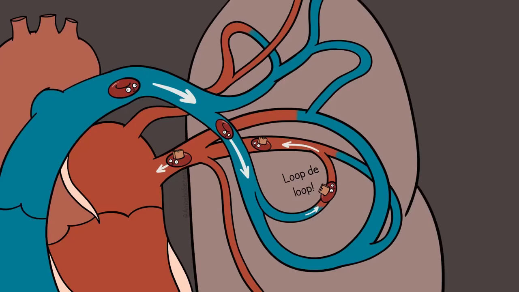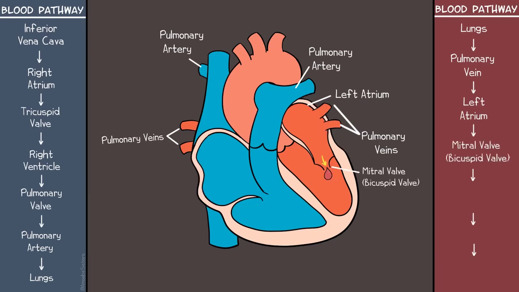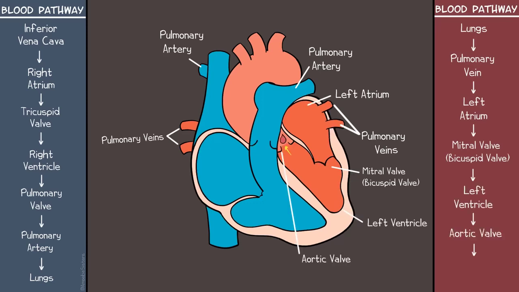It needs to return to the heart so that the heart can pump it throughout the body. The oxygenated blood travels through a pulmonary vein to the left atrium. The left atrium contracts, and the blood travels through the mitral valve, also known as the bicuspid valve, into the left ventricle. The left ventricle contracts and pumps the blood through the aortic valve and out a major artery known as the aorta. The aorta is a major artery that carries oxygenated blood throughout the body.